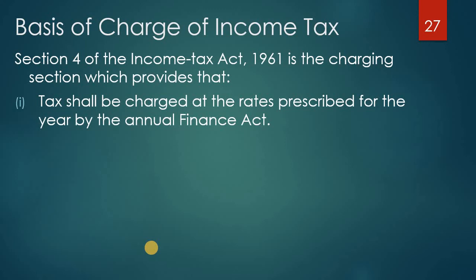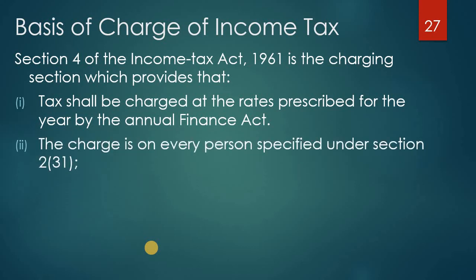This is very important. Tax will be charged at the rates prescribed for the year by the Annual Finance Act. Annual Finance Act in the sense of the budget, whatever is proposed by the finance minister, and it will be approved by both houses of Parliament, then it will become an act. So in that act, what they have mentioned, for example the tax slabs for this particular previous year, which for us is 1920, will be of that year's budget. What they have mentioned will be taken as the prescribed tax rates for that year.